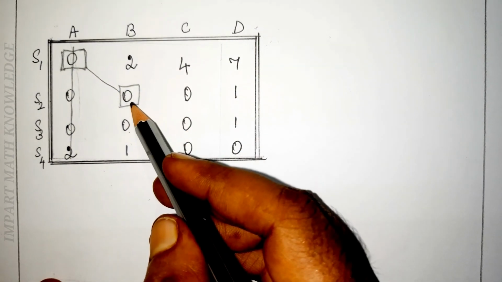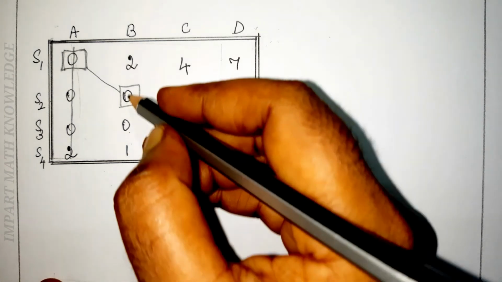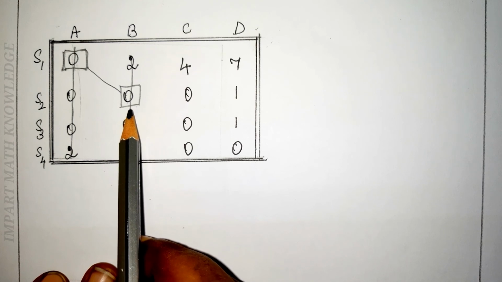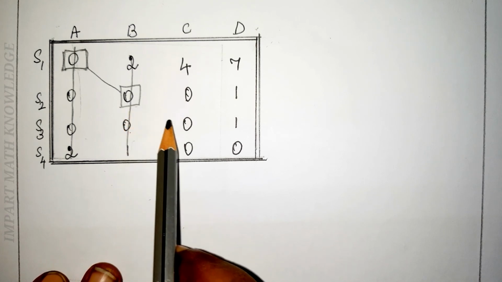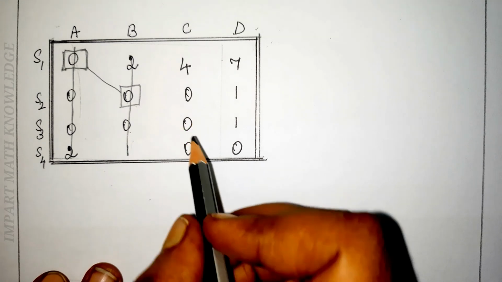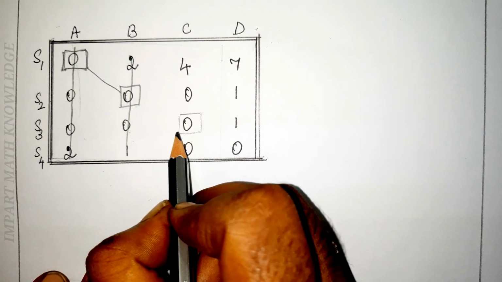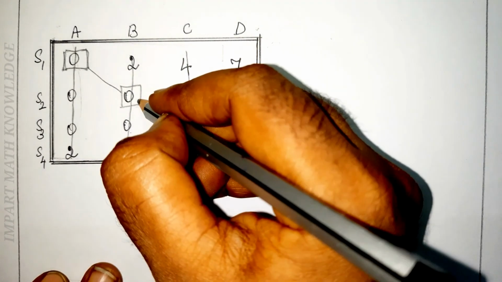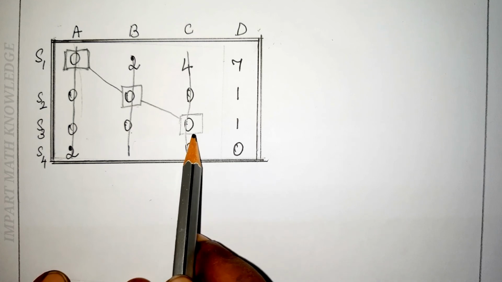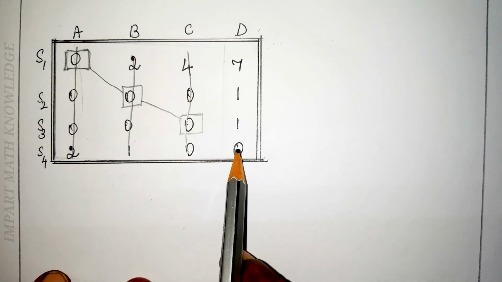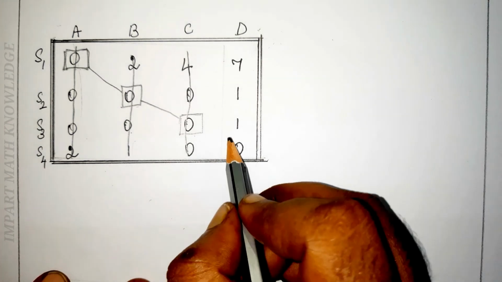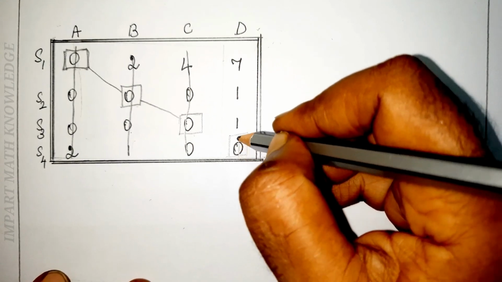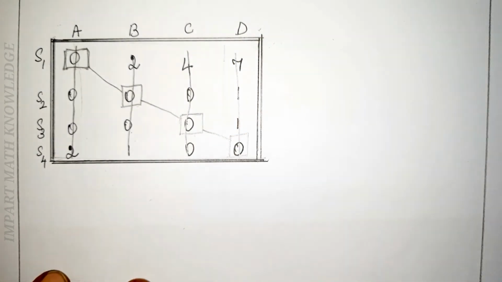Once you put a square, you have to draw a vertical line passing through that 0. Okay, then we move on to the next diagonal entry. For this assignment, the next diagonal entry is this cell. This cell is having 0, so put a square on it. Once you put a square, you draw a vertical line passing through that 0. And the next one, for this element, the next diagonal is this 0. So you put a square on it. Once you put a square, you have to draw a vertical line passing through that 0.